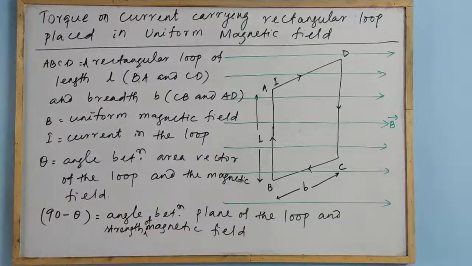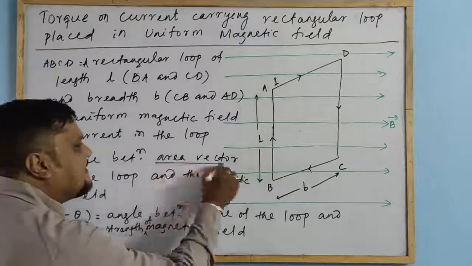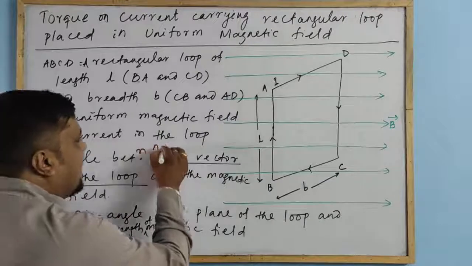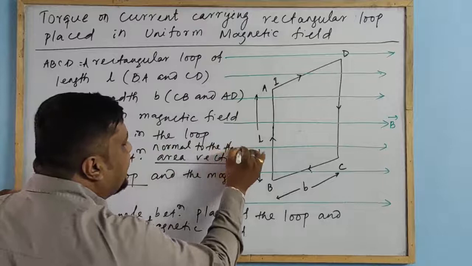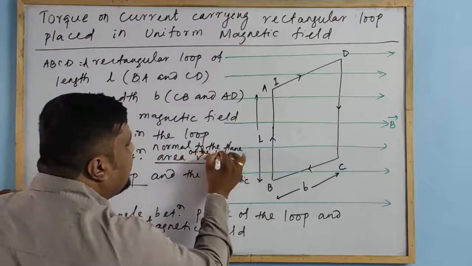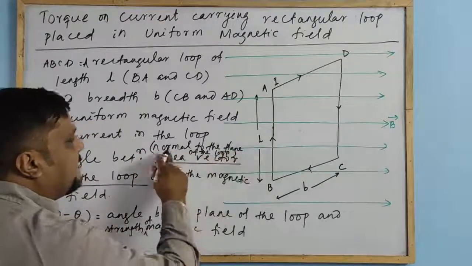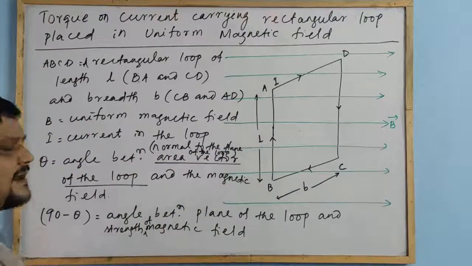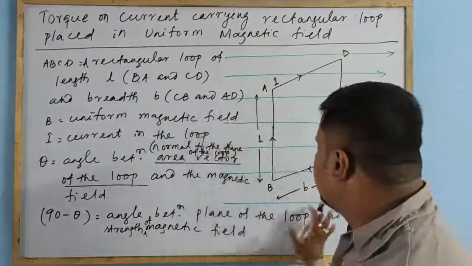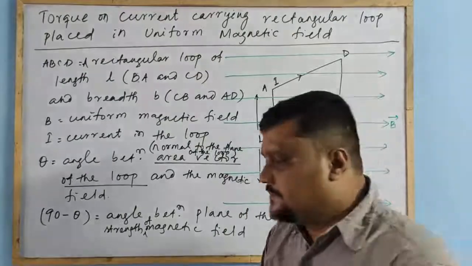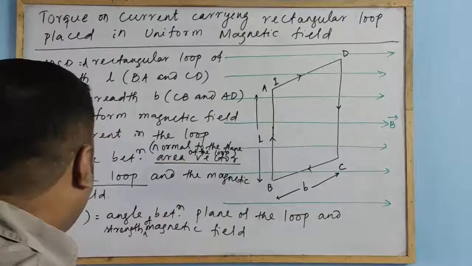This is the case. Here I have considered theta as the angle between the area vector of the loop, which is nothing but the normal to the plane of the loop, and the magnetic field. This is what I have considered in the figure. Clear? Now, let me find out one by one.